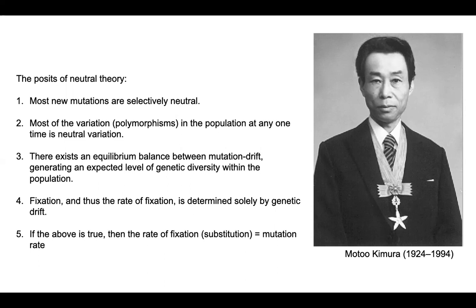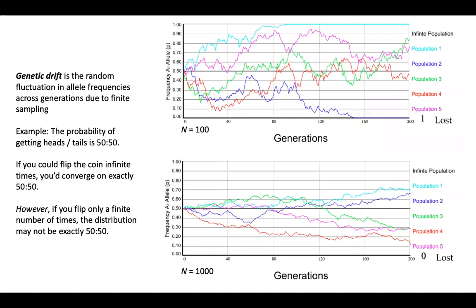From there, we'll derive an expectation for standing levels of diversity within a population, and then we'll apply the substitution mutation rate equivalency to the concept of the molecular clock. Okay, so genetic drift is the chance fluctuation in allele frequencies through time due to the fact that populations are finite in size. If you think about this statistically, it's akin to sampling error.